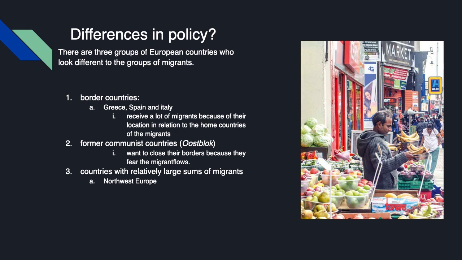And there are three groups of European countries who look differently at these groups of migrants. First of all, the border countries, Greece, Spain and Italy. Of course, they receive a lot of migrants because of their location in relation to the home countries of the migrants. You do have the former communist countries, the former Ostblock. They want to close their borders because they fear the migrant flows. And we do have countries with relatively large numbers of migrants, and that is, of course, the northwestern part of Europe. So you can see that there's a different vision on how to cope with the migrant flows.